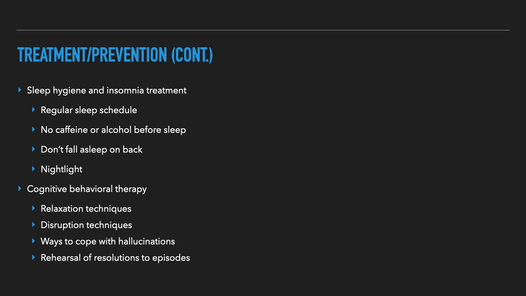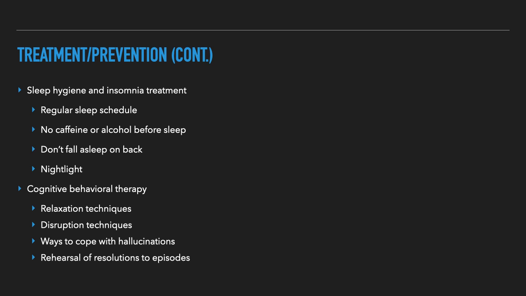Sleep hygiene and insomnia treatment can also be used as prevention methods. Some practices for a good night's sleep, including a regular sleep schedule, having no caffeine or alcohol before going to bed, not falling asleep on your back, and sleeping with a nightlight, can reduce the likelihood of sleep paralysis episodes.